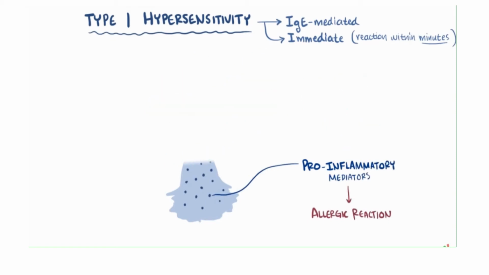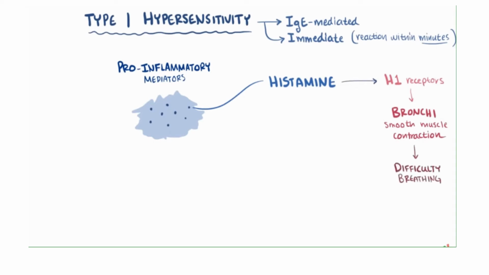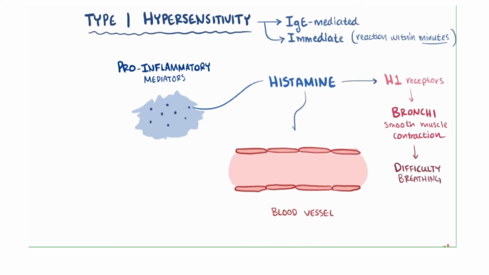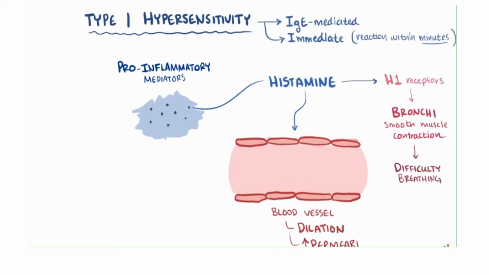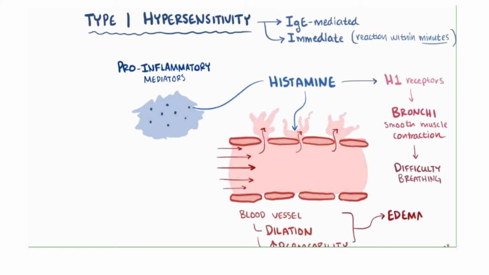One of the major mediators released in an allergic reaction is histamine. Histamine binds to H1 receptors and causes the smooth muscles around the bronchi to contract, which means the airways get smaller, making it more difficult to breathe. It also causes blood vessel dilation and increased permeability of the blood vessel walls, meaning that while blood vessel diameter increases and blood flow to the affected area increases, fluid is allowed to more easily leak out the blood vessel walls and get into the interstitium, the spaces between the cells, which causes edema and swelling and urticaria, or hives.